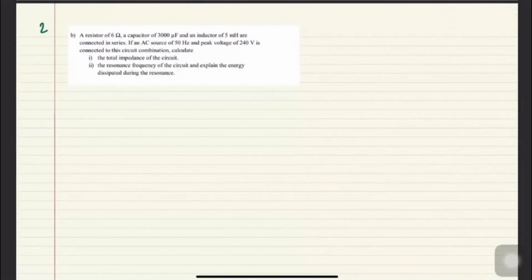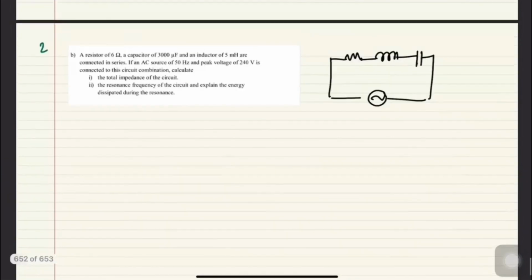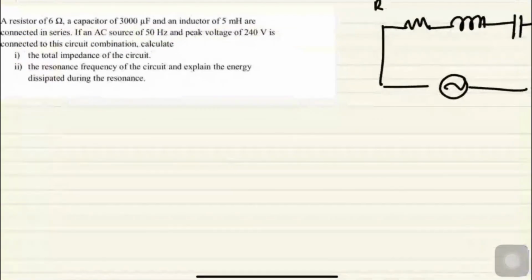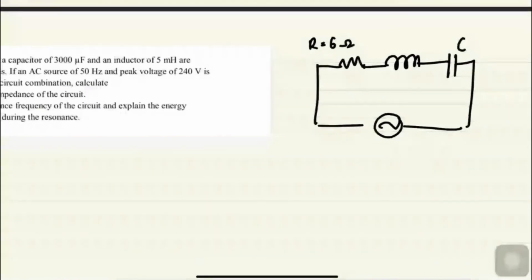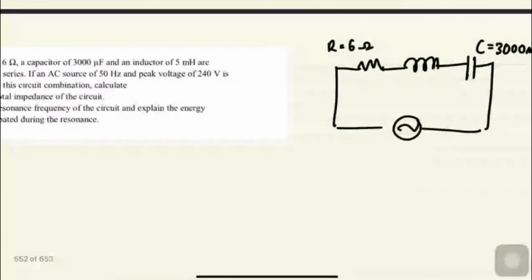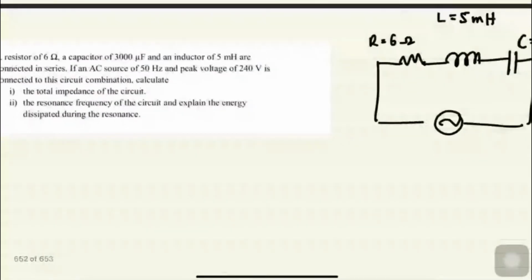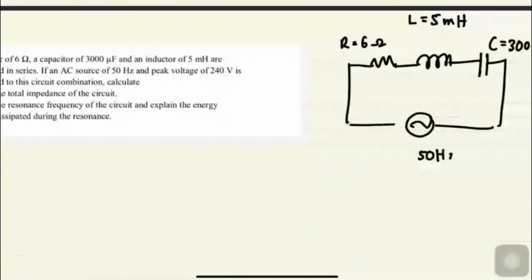For 2B, do we have time to discuss a little? It says resistor, capacitor, inductor connected in series. So this is an RLC circuit. R, L, and C circuit. They give you the resistance value, R equals 6 ohm. Capacitor 3000. Inductor L equals 5 millihenry. If the AC source is 50 Hz and the voltage is peak voltage, this is V0.